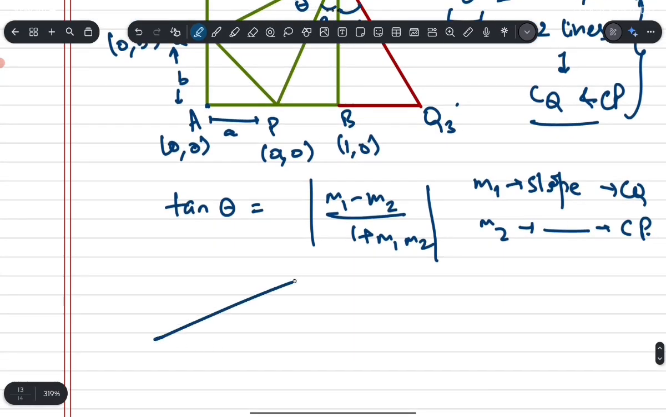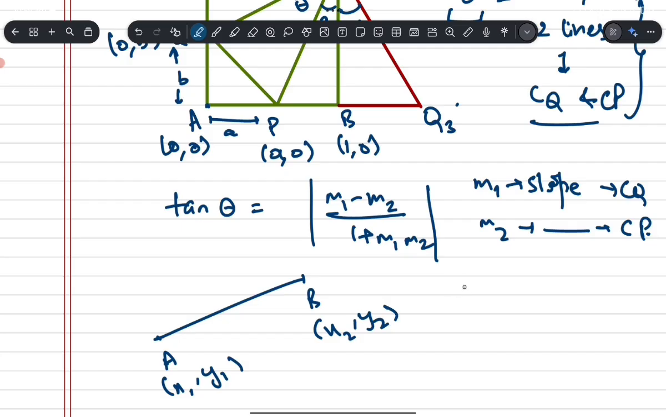Now what is the slope? Let's say this is a line AB. Coordinates of point A are x1, y1. Coordinate of point B, x2, y2. So we have the slope of AB, M_AB, let's say, that would be y2 minus y1 by x2 minus x1.